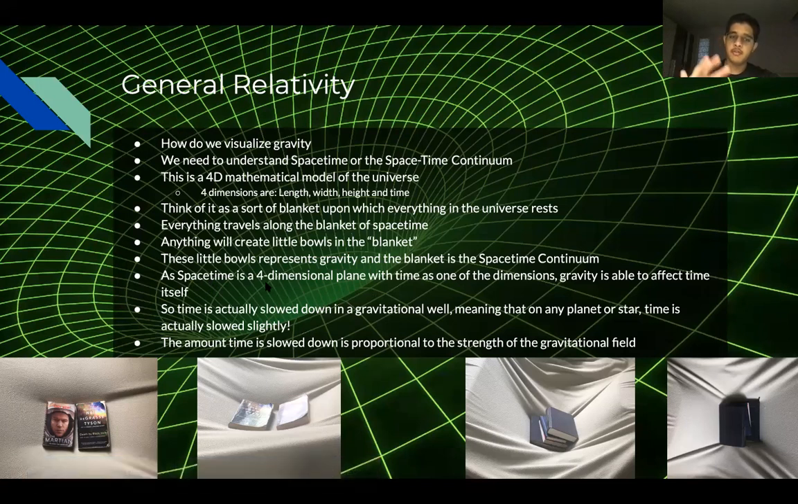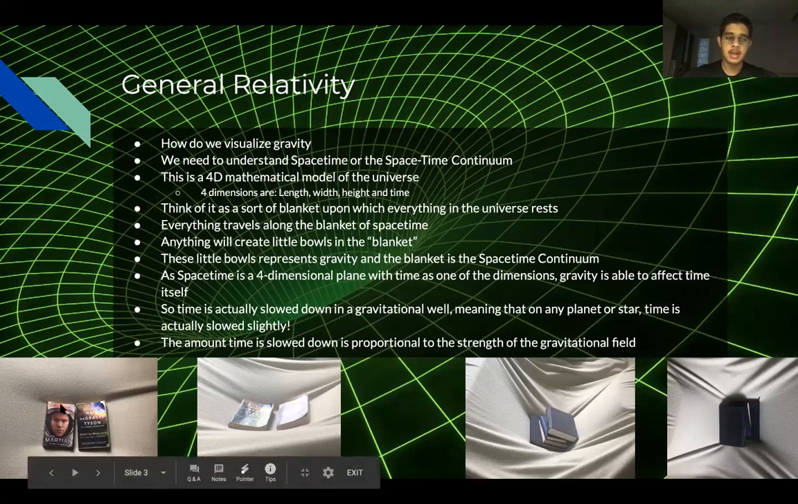Because space-time is a four-dimensional plane with time as one of the dimensions, a gravitational well affects not only the size of an object, but the way time acts on that object. To put it simply, in a gravitational well, time is slowed down. There's no other way to put it. So if this was a planet, then the time down here is a little slower than up here, and time here is much slower than up here.